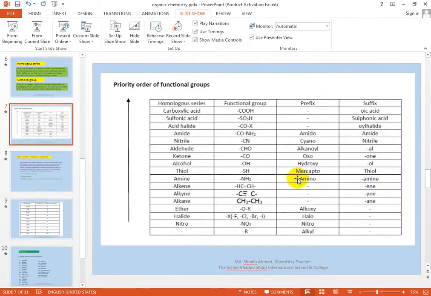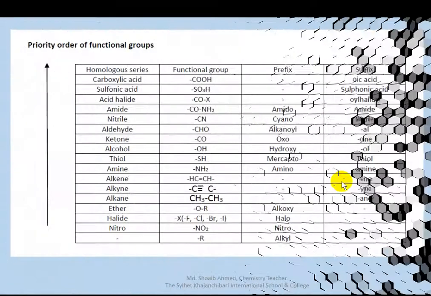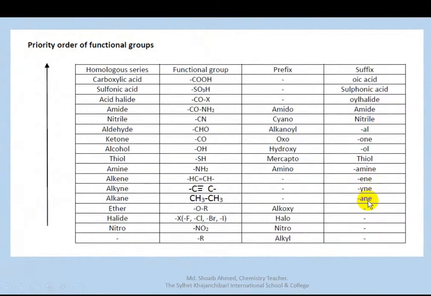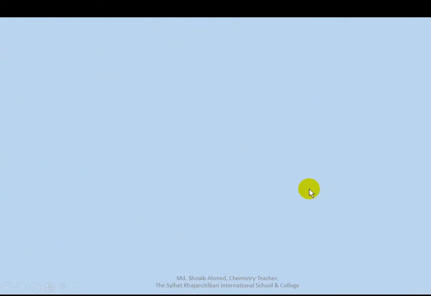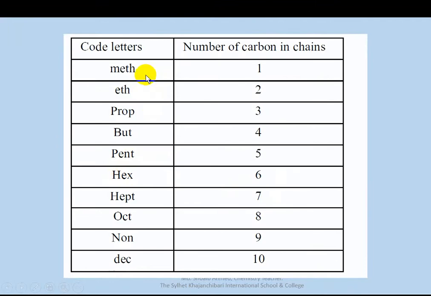Okay, if the suffix is N, look, this N. Suffix N. If the suffix is N, the compound will be alkane. Homologous series is alkane. Suffix N, this is called one carbon, prefix is meet, so one carbon in a chain.